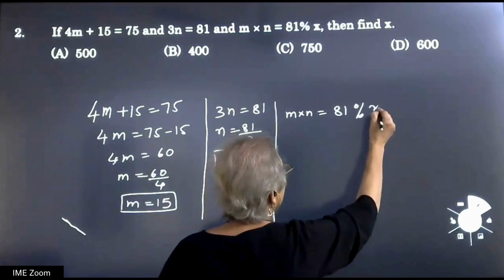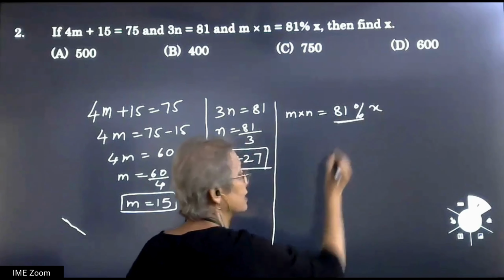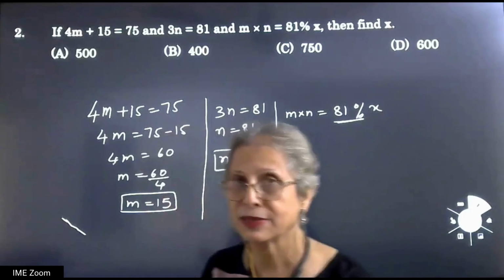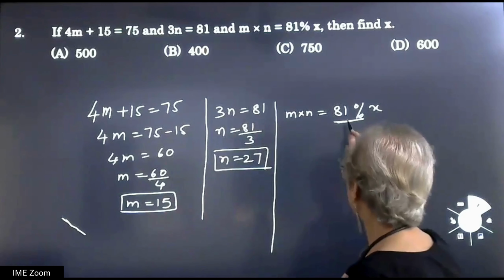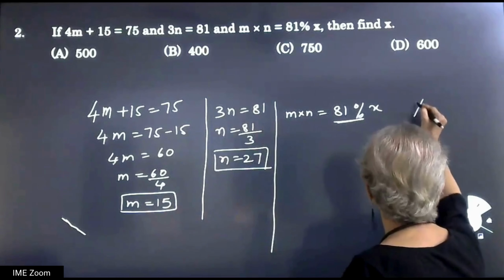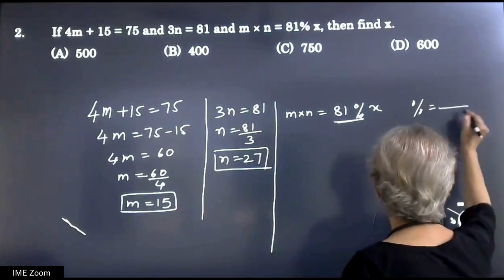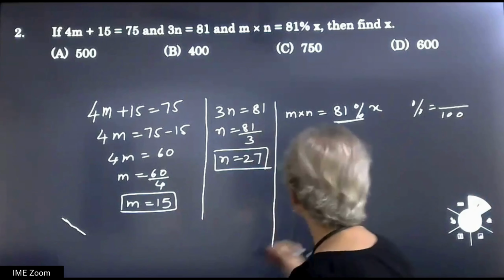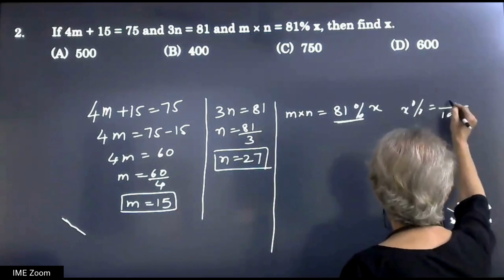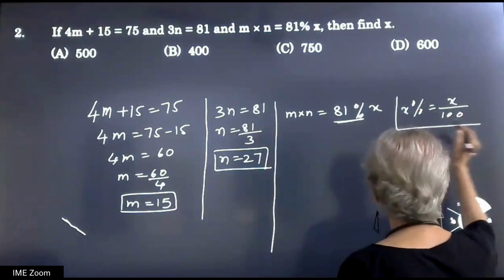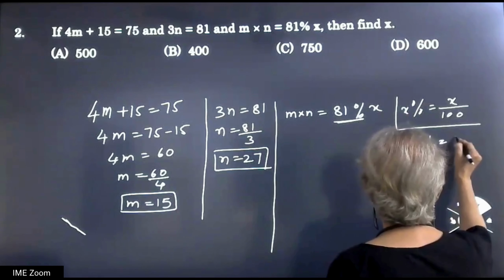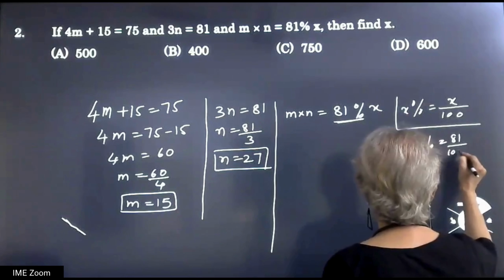81% of x. Now what is this percent? We are going to discuss this topic afterwards, but just now in short, I will tell you about 81%. The meaning of percent is something with respect to 100. Denominator is 100. If I write x percent, it means x upon 100. We have here 81%, and therefore this is nothing but 81 upon 100.